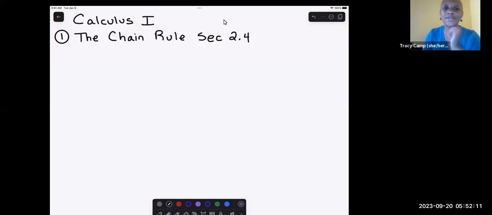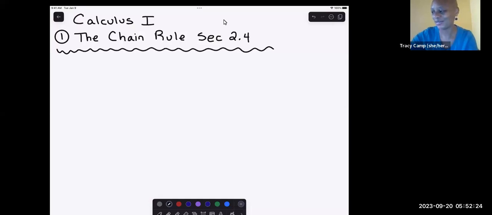Hello, this is Calculus 1, and this lecture is on section 2.4, which is all about what's called the chain rule. And the chain rule is a new differentiation rule. So again, differentiation means finding a derivative. So it's a new rule for finding derivatives. And it's a rule that's used for what we call composite functions.